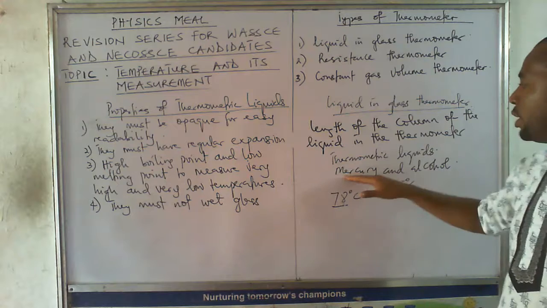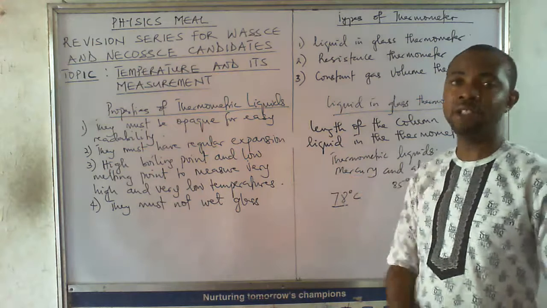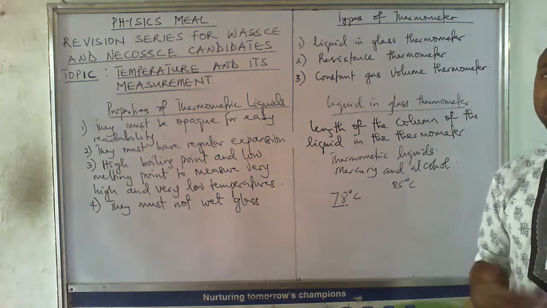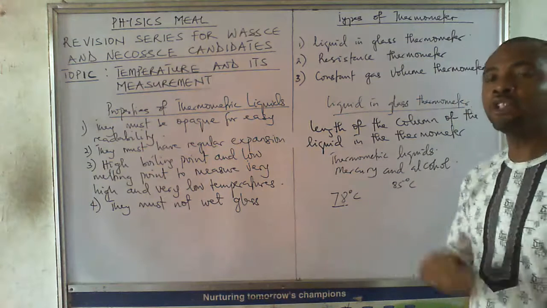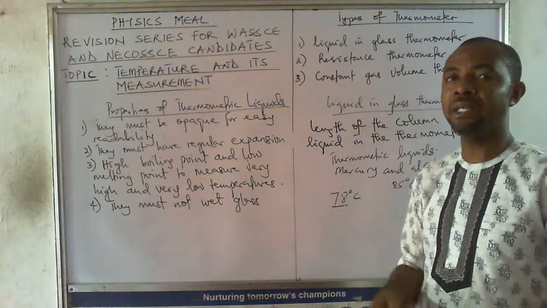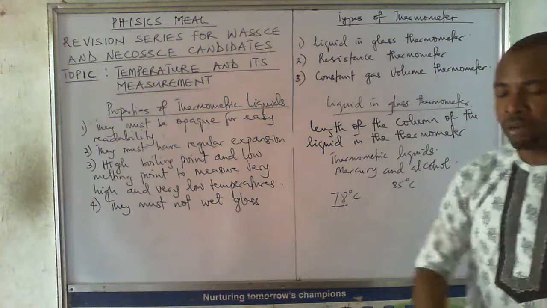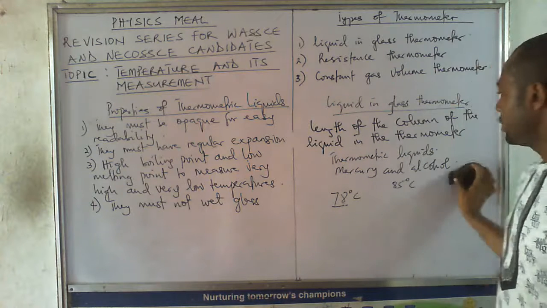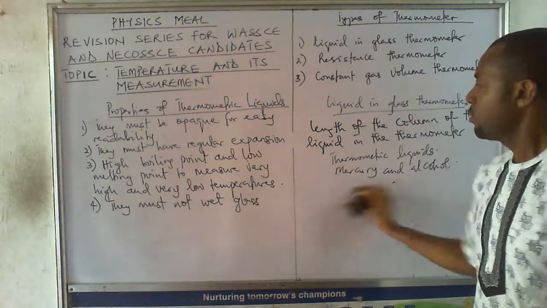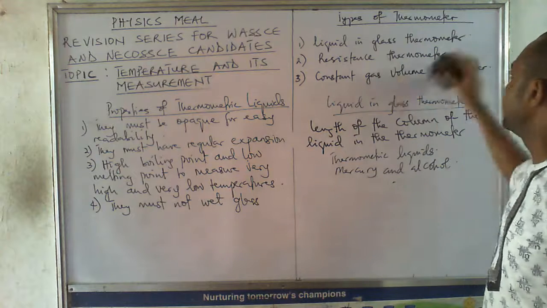It is only mercury that has most of the properties of thermometric liquids, and that's why in most liquid in glass thermometers we have mercury inside. Mercury. All right. So that's it. So these are the properties.